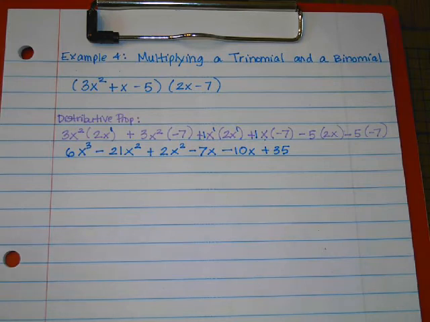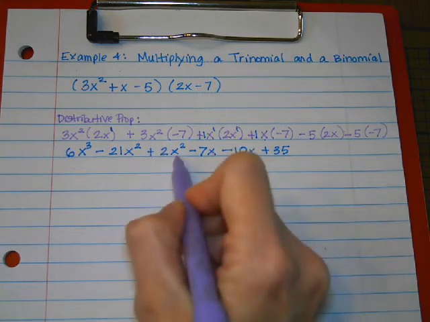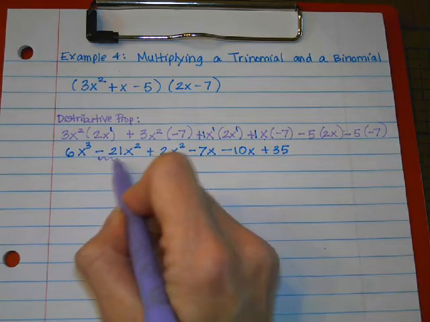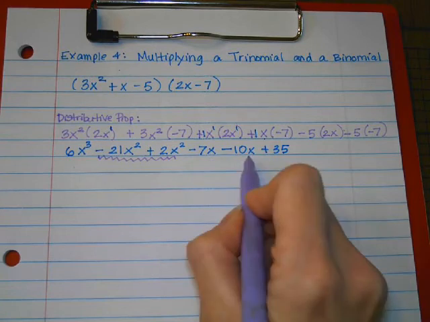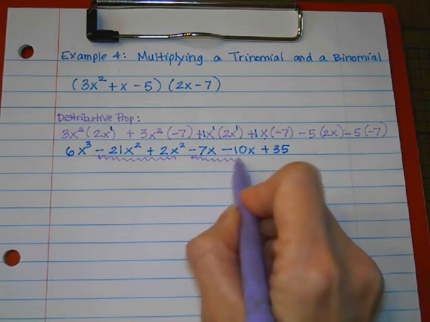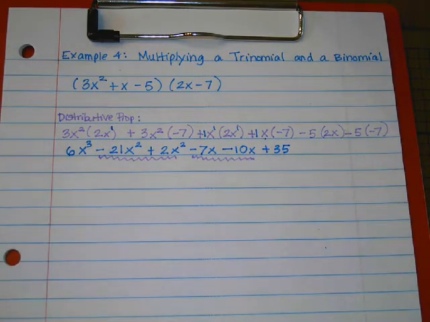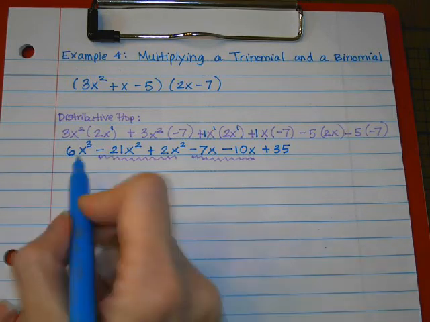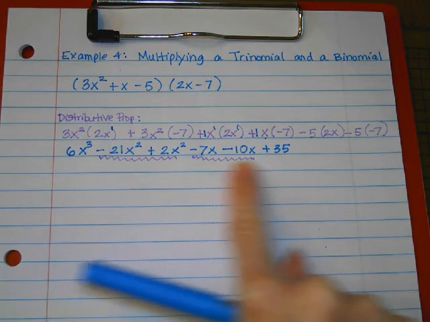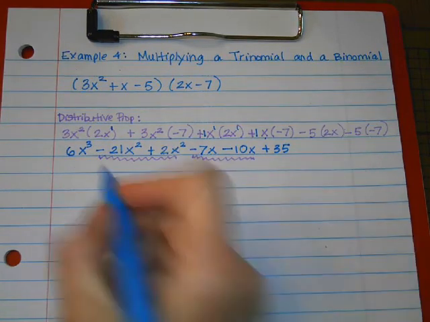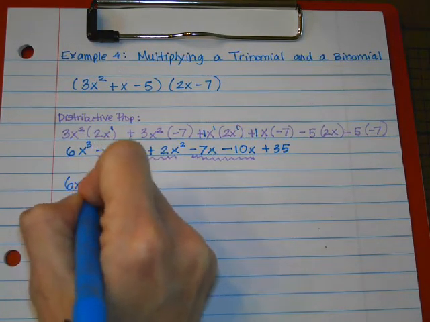So now in here we have a couple things that are like terms. This has an x squared and this has an x squared, which makes these guys like terms. And this has a plain x and this has a plain x, which makes these guys like terms. So we're going to combine those like terms. We don't have any other x cubes besides this 6x cubed. There's no x cubes anywhere else throughout this problem. So we're just going to bring down our 6x cubed.